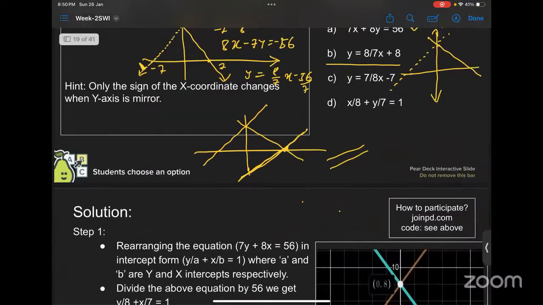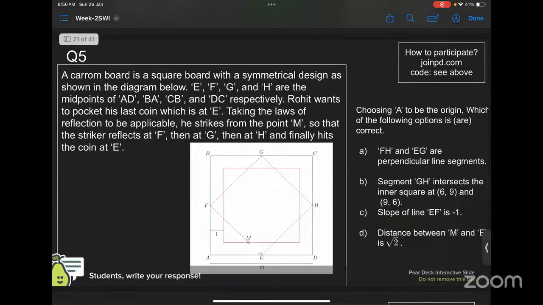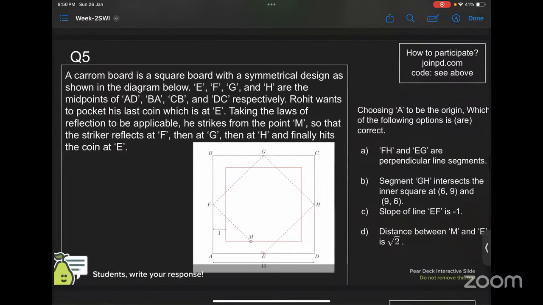Okay. So this is the next question. You just take your time and try to solve it. Then we will solve it step by step. This is just for a hint.